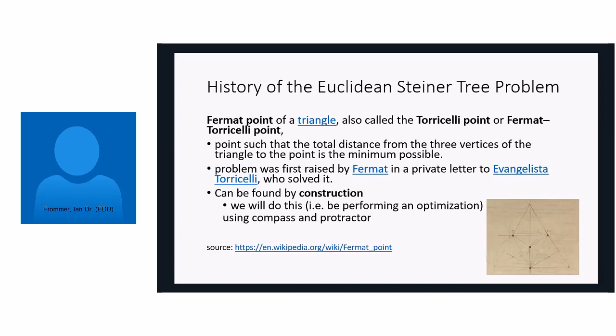I believe in the homework, if you don't have a compass, I asked you to solve one of these with a compass on the homework. If you don't have one, I think I gave you the option of reading a Wikipedia page. I think it was either this one or the other, or the Steiner tree one.